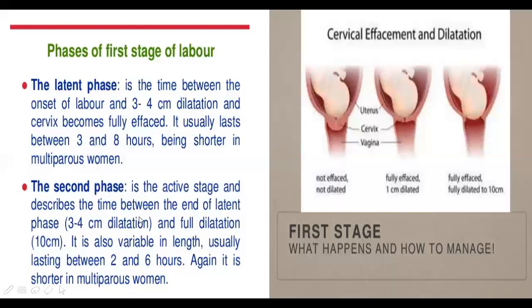While the second phase is the active phase, which describes the time between the end of the latent phase and full dilatation. How much dilatation? Here it is about 10 centimeters. How much time is required for this? It is about 2 to 6 hours. Again, if it is a multipara, the time required is very much less.